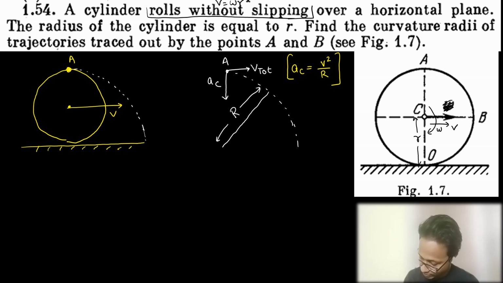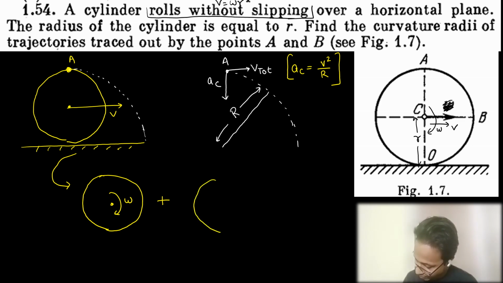See, whenever there is rolling motion, a rolling motion can be divided into a combination of rotational motion of omega plus a translational motion of v. Now at point A, due to this translation, is there any acceleration along this component or along the vertical? No, because this is a constant velocity. The acceleration due to this velocity component will always be along this line, or along the horizontal.